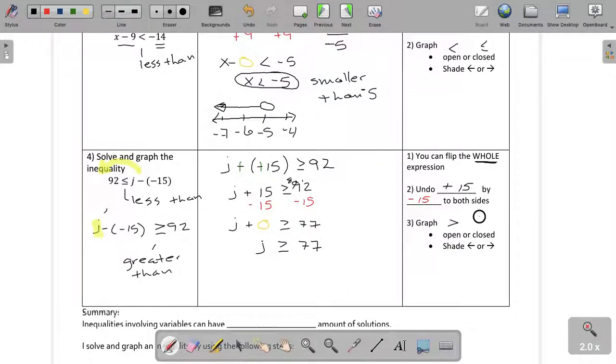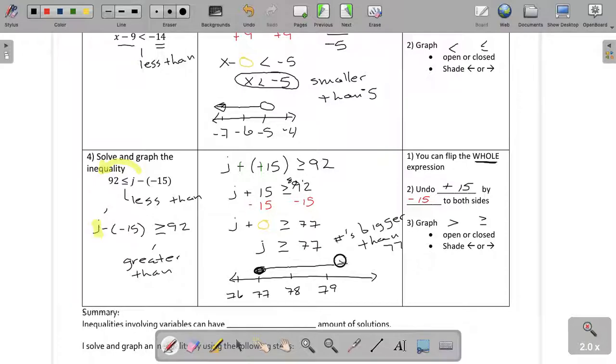Greater than, closed would be greater than or equal to. We have greater than or equal to, so it's going to be closed. And I need the numbers bigger than 77. So I'm going to start with 77 right there. We'll put in 78 right there. I always put a little squiggle in there. There's 79, maybe 76 right there. And I want a closed circle, and we're going to go to the right.